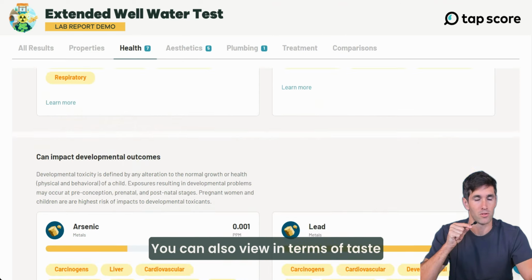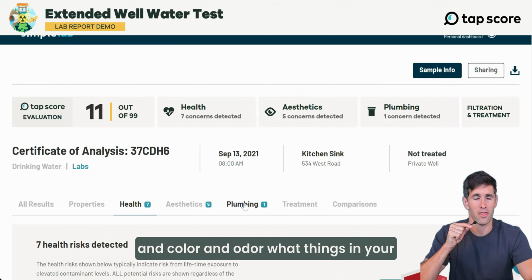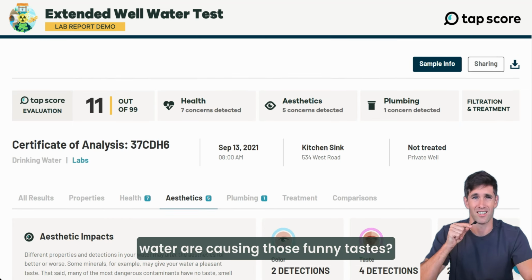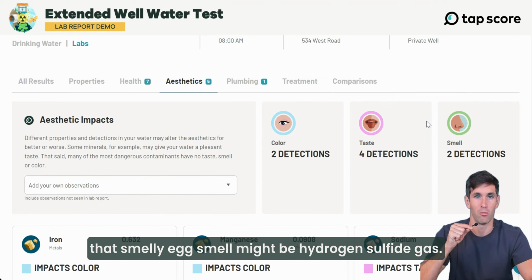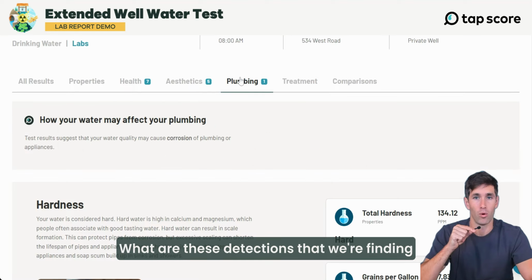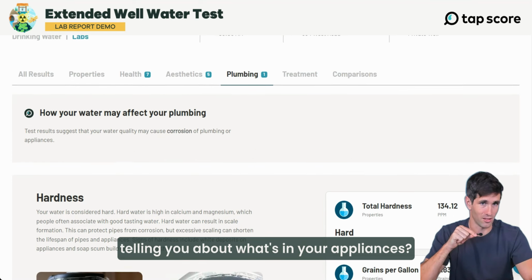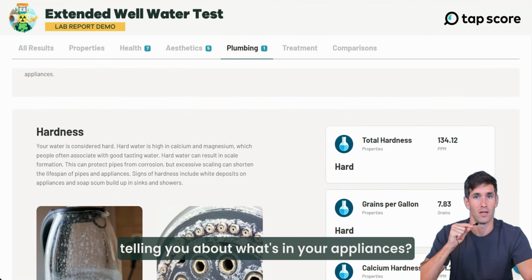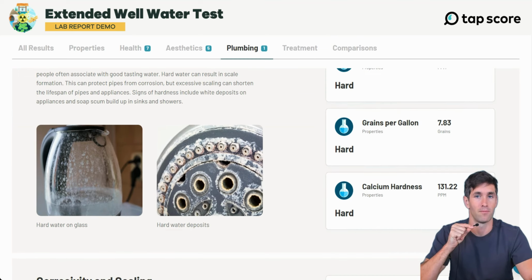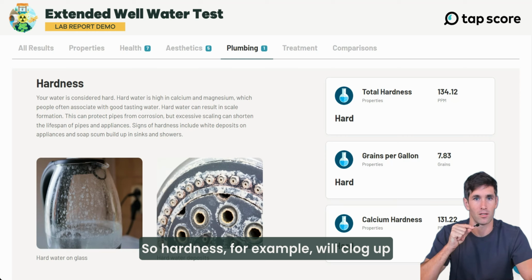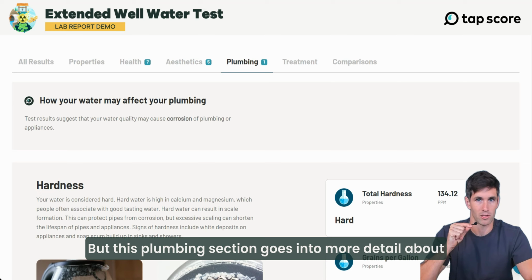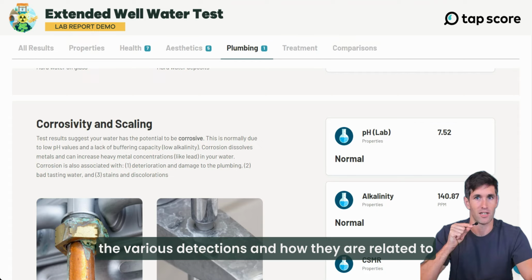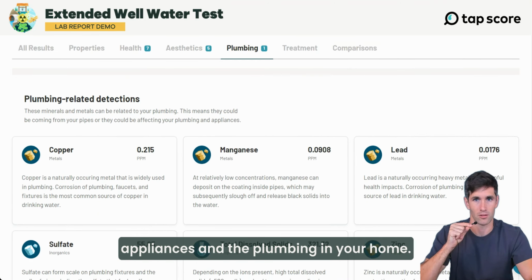You can also view in terms of taste and color and odor what things in your water are causing those funny tastes, or like that red color might be iron, or that smelly egg smell might be hydrogen sulfide gas. And then finally, a plumbing section. What are these detections that we're finding telling you about what's in your appliances? So hardness, for example, will clog up pipes and hurt appliances over time. But this plumbing section goes into more detail about the various detections and how they are related to appliances and the plumbing in your home.